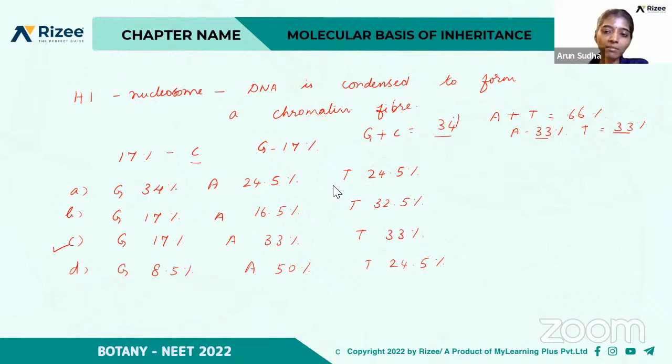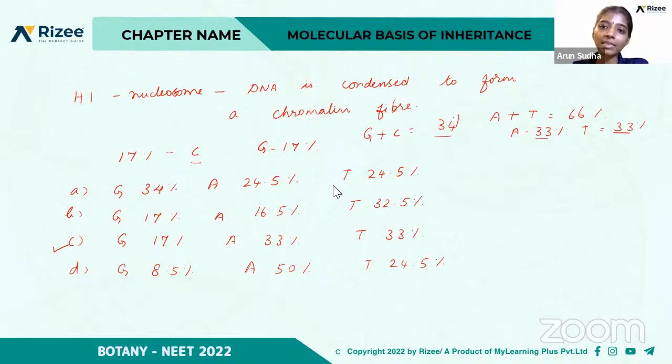The transforming principle was discovered by Griffith. You see the term clearly, the transforming principle was explained or discovered by Griffith. Then Hershey and Chase. Then next is Avery, MacLeod and McCarthy. They found the DNA as the genetic material.